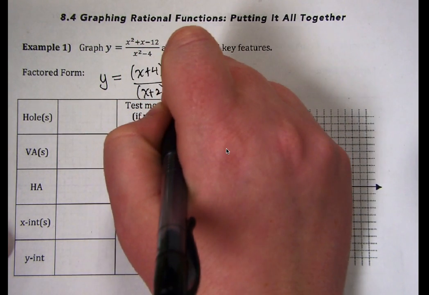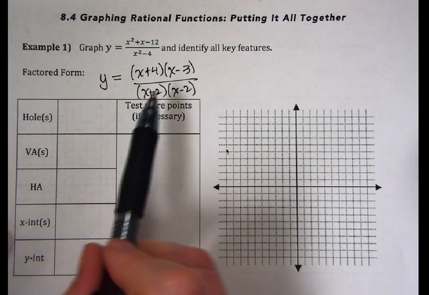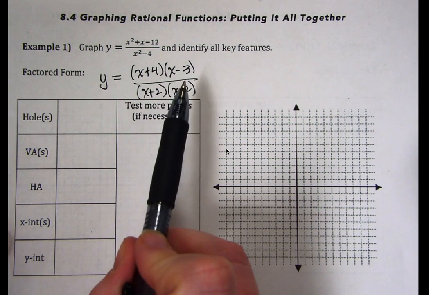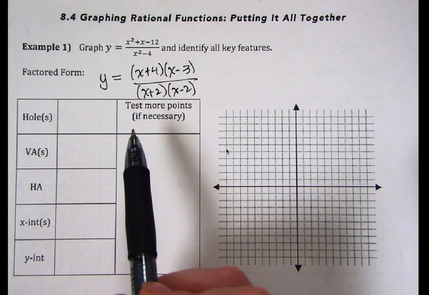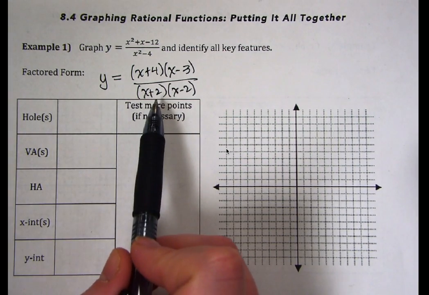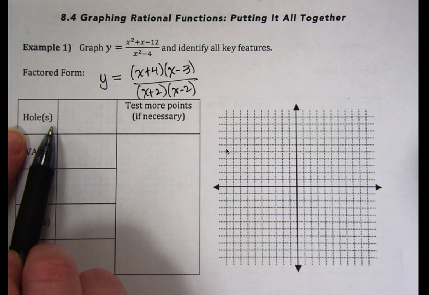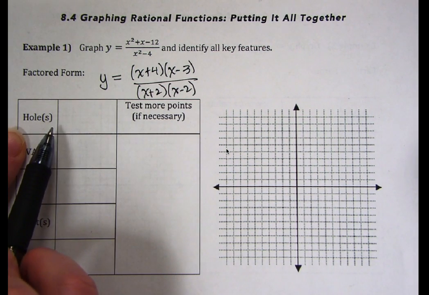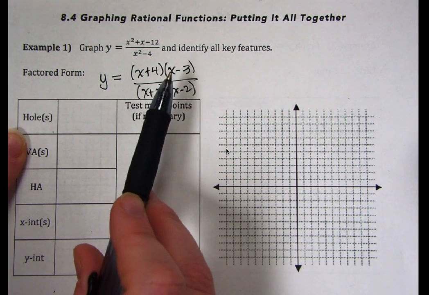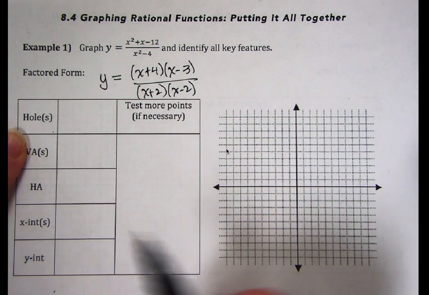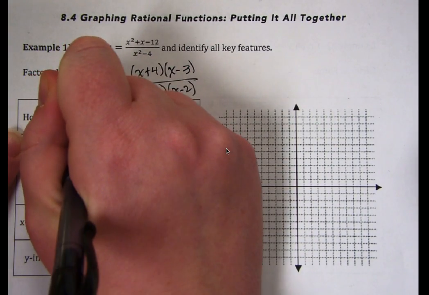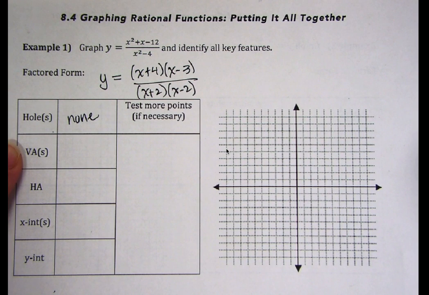they're doing. Okay. So the numerator factors to x plus 4, x minus 3. And the denominator factors to x plus 2 and x minus 2. Going through our list of key features, holes occur when there's a common factor in the numerator and denominator. There isn't one, so we'll say none. There are no holes for this function.